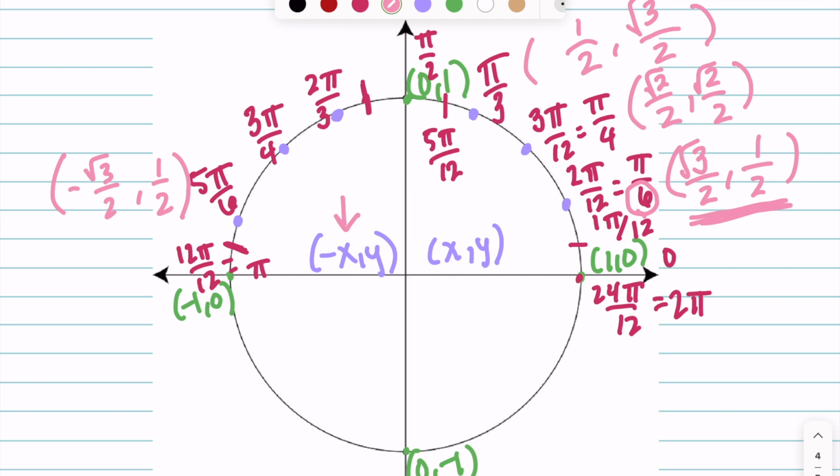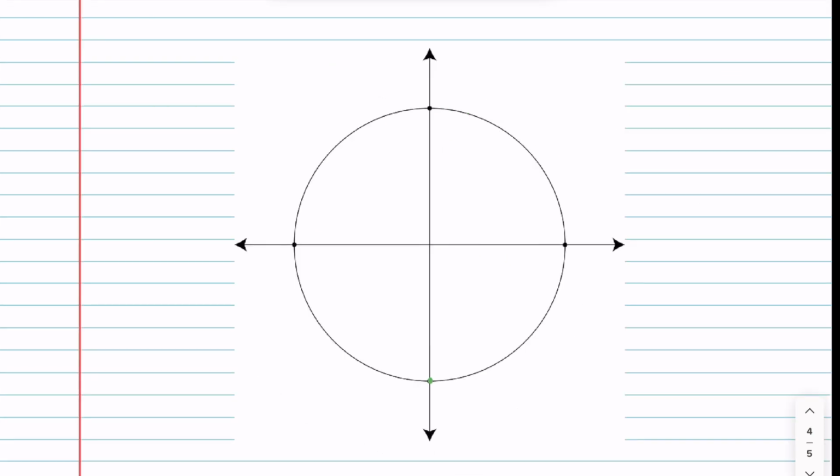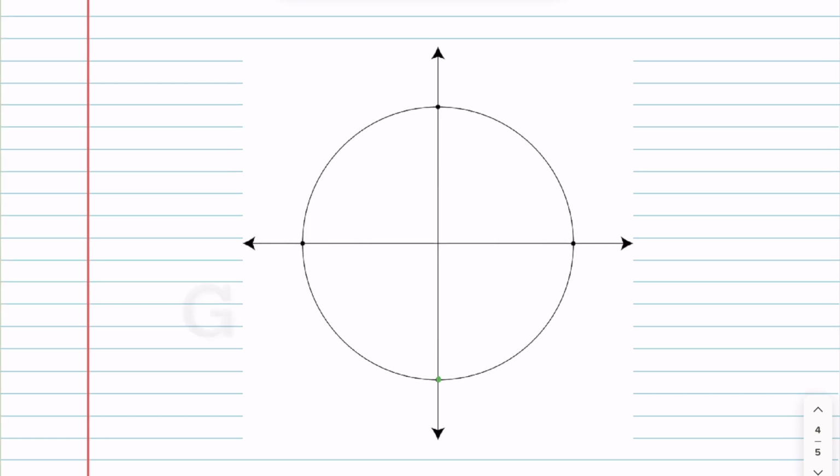I'm going to take a brief break, clean this up, and I'm going to see how quickly I can actually draw this, and I'm going to time myself. I'm going to speed this up for you, but I'm not going to be speeding it up for me. So I'm going to set my stopwatch, and I'm going to see how fast I can do this. And go.